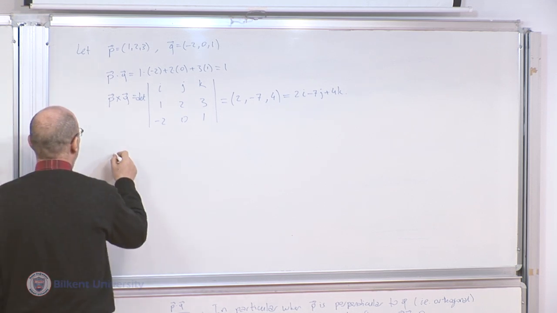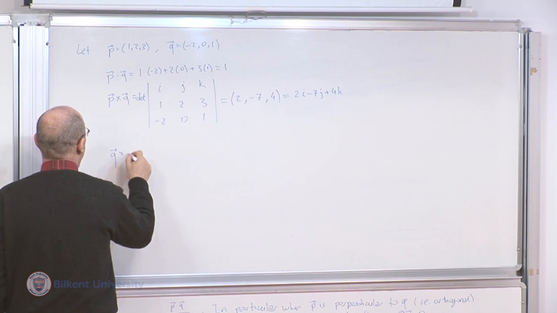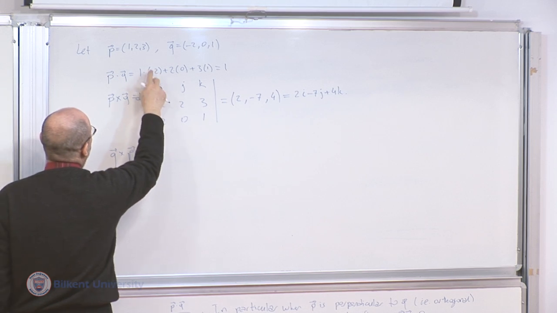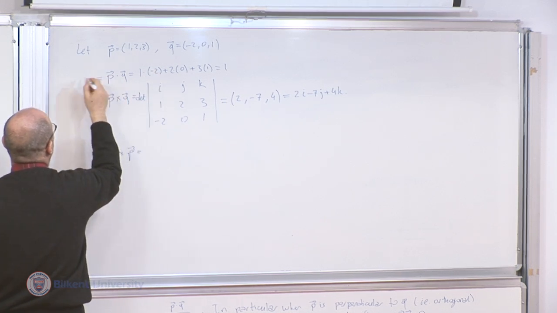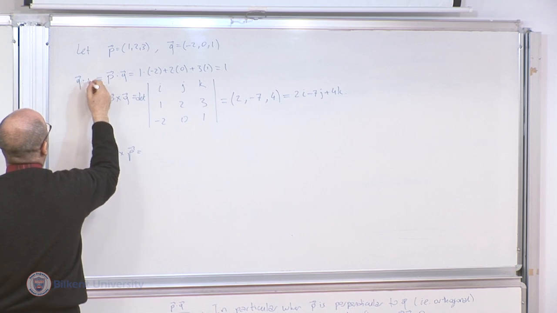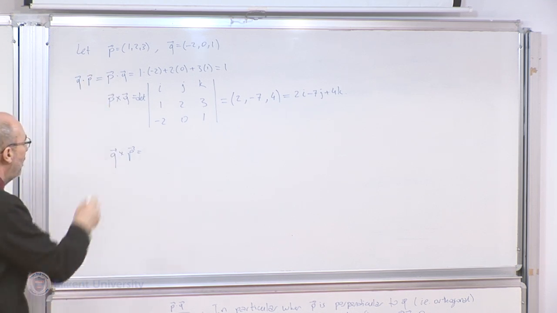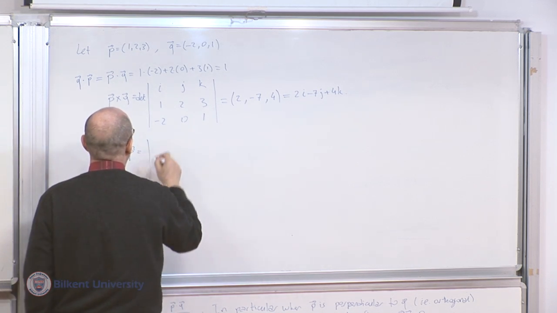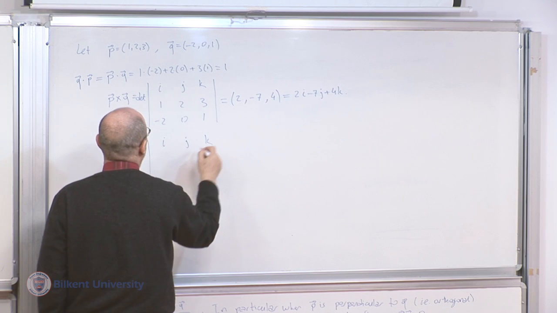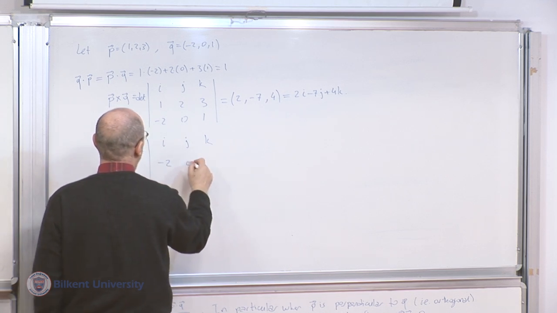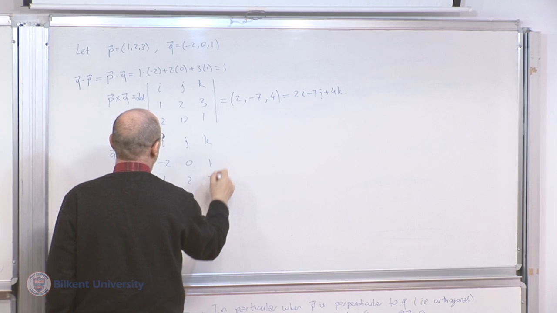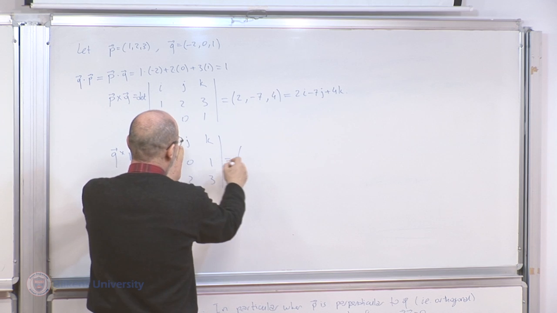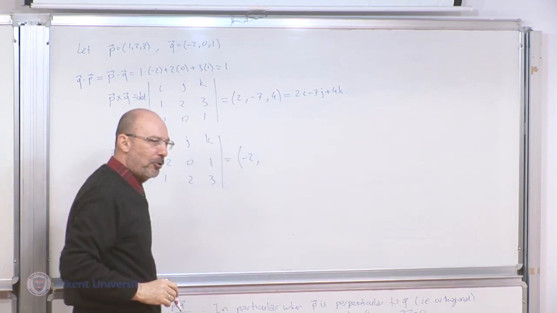Okay, let's check Q cross P. Observe that for the dot product it doesn't matter, since this is just multiplication, this is the same thing as Q dot P. If we did the calculations correctly, this should be minus that vector. Let's check. This time I take minus 2, 0, 1, 1, 2, 3. The first one is minus 2. So far so good.